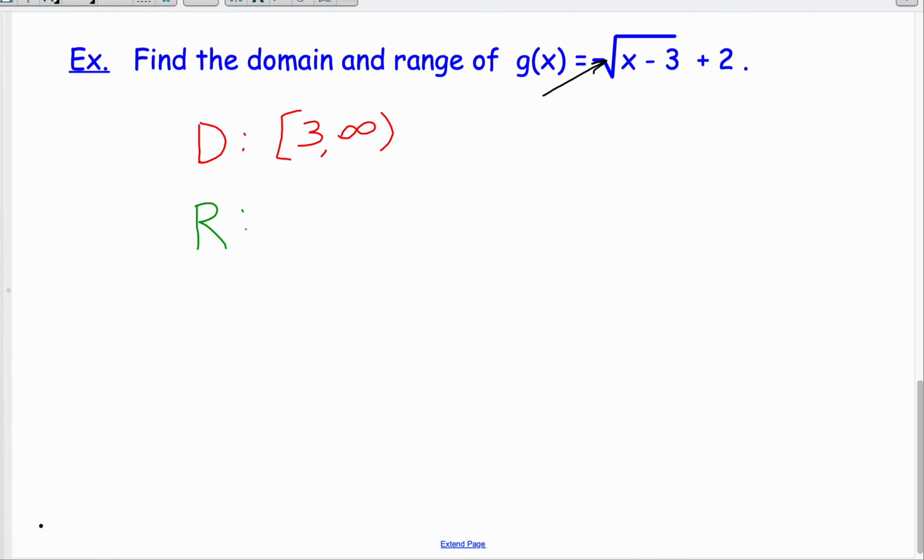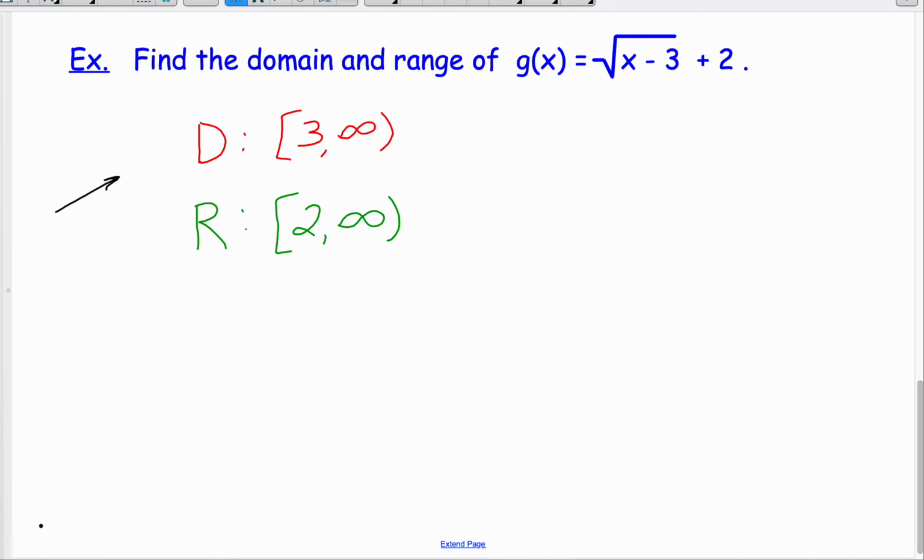I'm going to get at least a 0, and then plus 2 is 2. Or I'll get something bigger than 0 plus 2, and that'll be bigger than 2. So I know the least value I'll get for my function is when I plug in 3 for x, and I'll get g of x equals 2, or g of 3 equals 2. So 2 is the smallest I can get, and then it can just keep getting bigger and bigger and bigger as x gets bigger and bigger and bigger. So there's my range. So I like thinking about it that way.